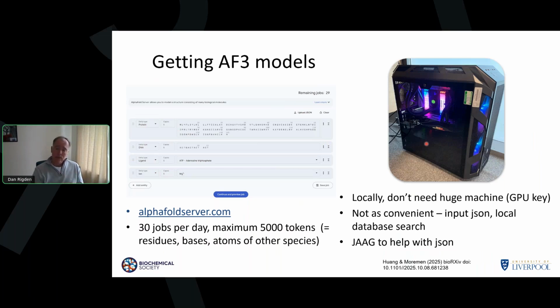You don't need a massive machine, you just need a machine with a powerful GPU like this one. But it has to be admitted that it's not so convenient. So the input here, when you run it locally, is not just a command line with a FASTA file. You need to assemble a JSON file, which is more of a machine-readable format and a bit of a pain in the neck, really. Having said that, just last week, there's this tool which I haven't tried called JAG maybe, which will help you assemble that JSON. So things will get easier, and you shouldn't rule out the possibility of installing it and running it locally.